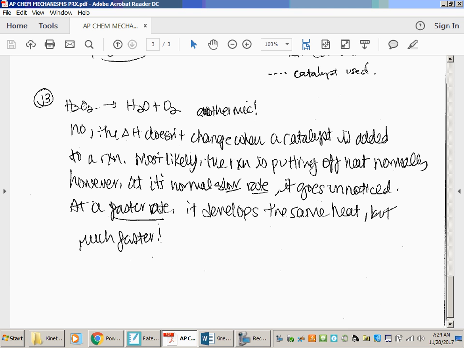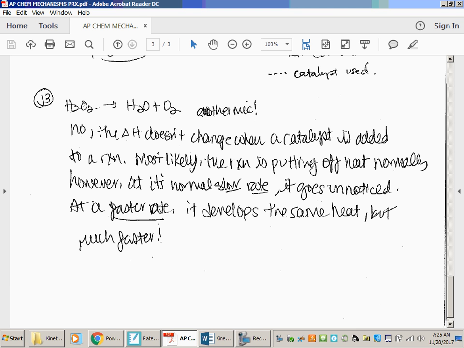Hydrogen peroxide decomposes to water and oxygen slowly at room temperature, speeds up when the catalyst is added, and produces a noticeable amount of heat. Ooh, noticeable amount of heat. What does that mean? Exothermic. So what's the delta H? Negative. Okay. Exothermic is a negative delta H.